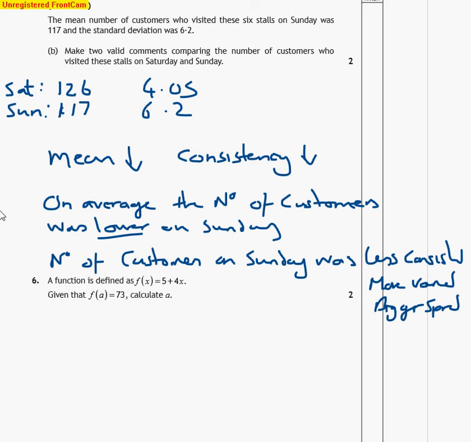So on the Saturday, there was quite consistently 130 people almost at every stall, whereas on the Sunday, some stalls were having 150, and then some stalls were having 110. It was that kind of less consistent approach. Okay, right, good stuff.